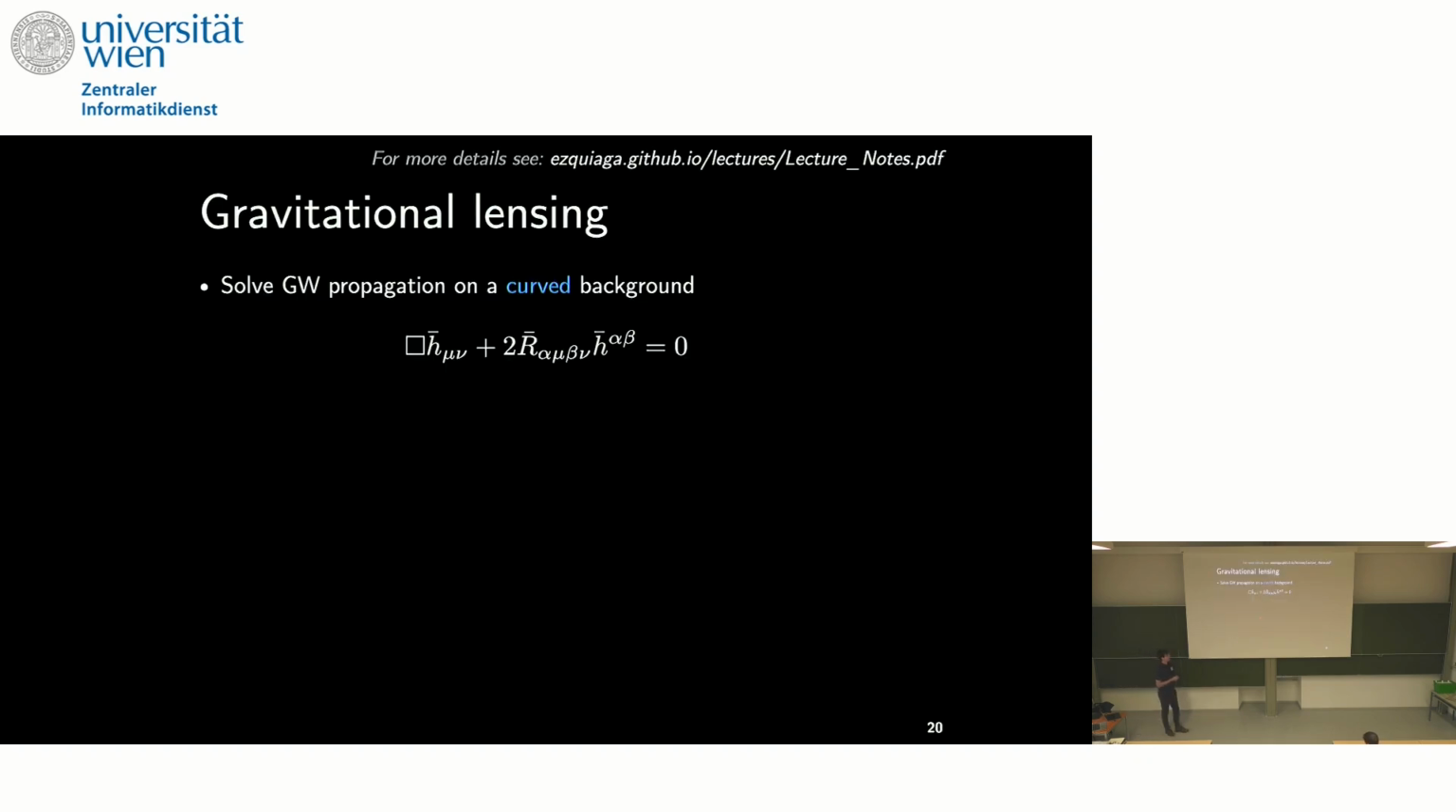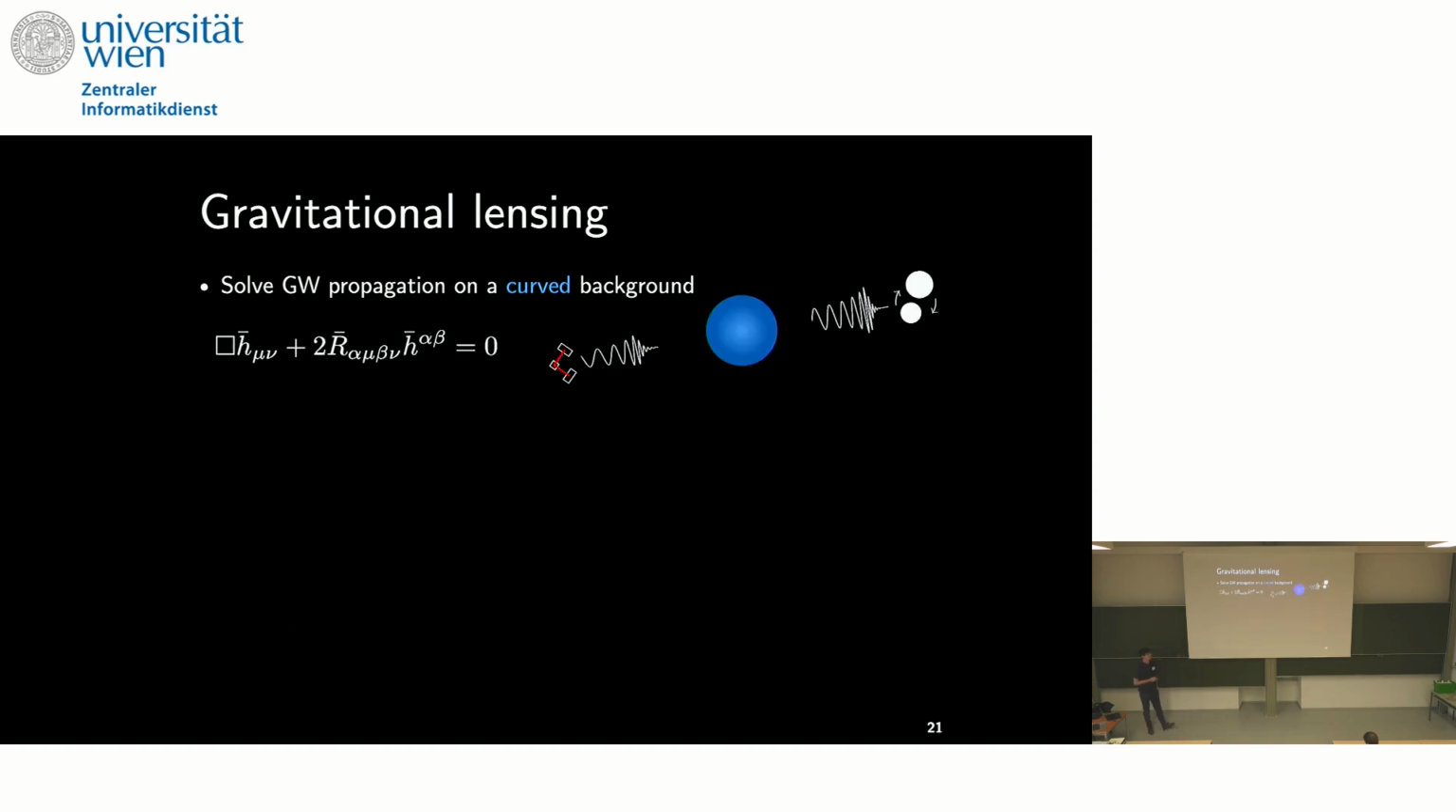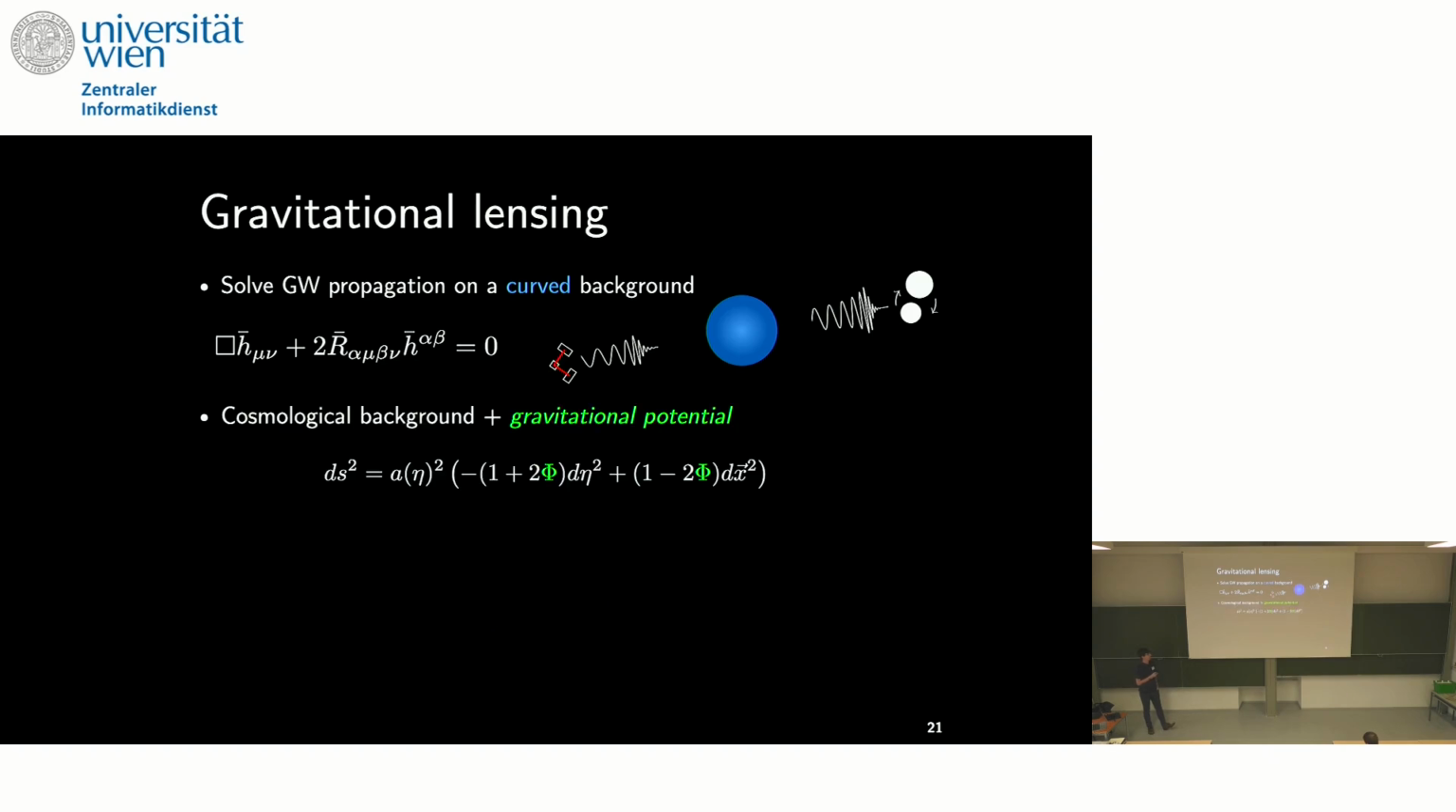So to study lensing of gravitational waves, what we need to do is to solve the propagation of our gravitational wave in a curved spacetime. And then what we want to do is a mapping between the properties and the location of the source to the observer through the frame of the lens. So doing that, we need to take this equation and we need to set some background. Of course, gravitational waves are linear perturbations on a curved space background. So when you think of that, you have already done that decomposition.